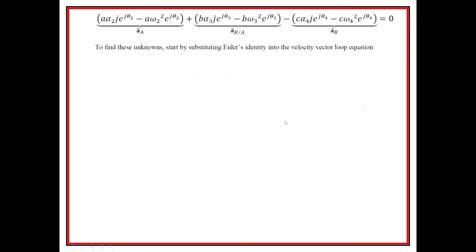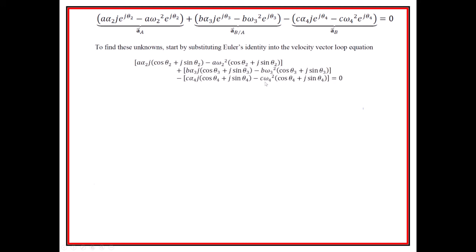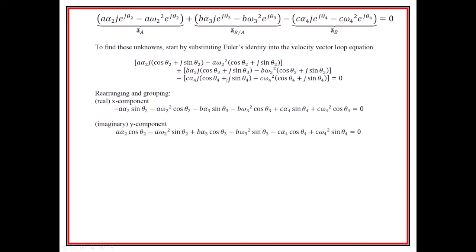If we go to put in the unknowns, to find these unknowns, we substitute in Euler's identity, and what we're left with when we come through this is this equation. Now we could stretch all this out, rearrange it, and group it, and we're left with these two equations, where the only two unknowns are alpha 3 and alpha 4. And so the rest of them are knowns, or things that we found during the position analysis and the velocity analysis. So we had to do those first to get to this point, and then we can find what the alphas are.